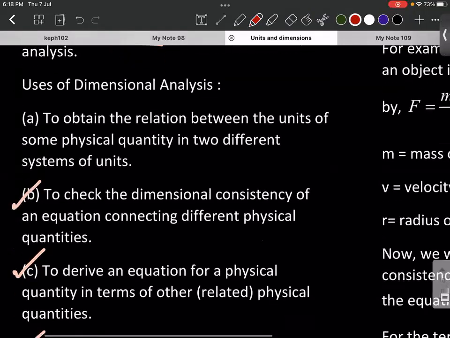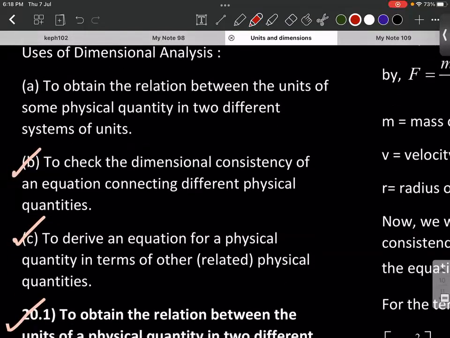Next, the third one: if I tell you that there is a physical quantity dependent on the fundamental quantities so many times, then you will be able to derive the mathematical expression for it. For example, I say derive an expression for kinetic energy, where kinetic energy is dependent on mass once. So what will you write?